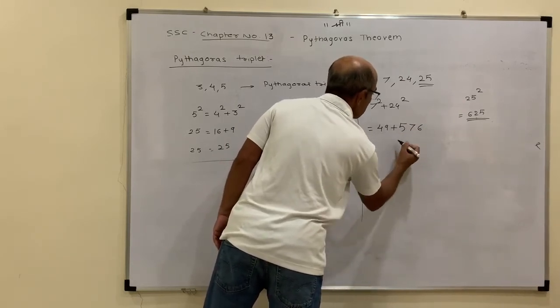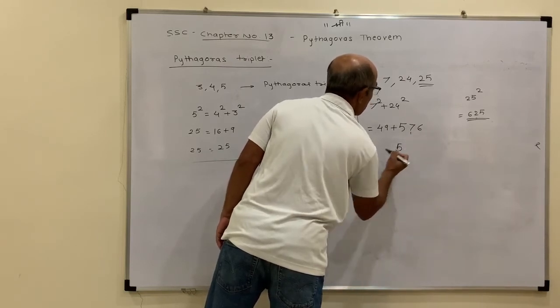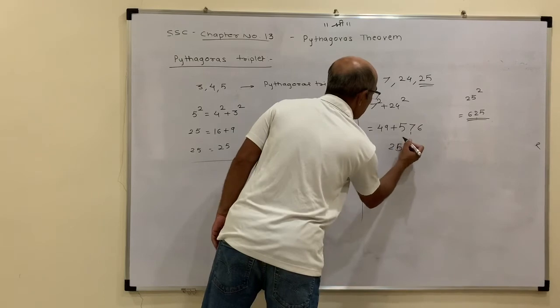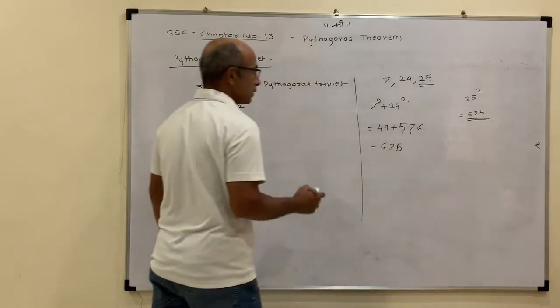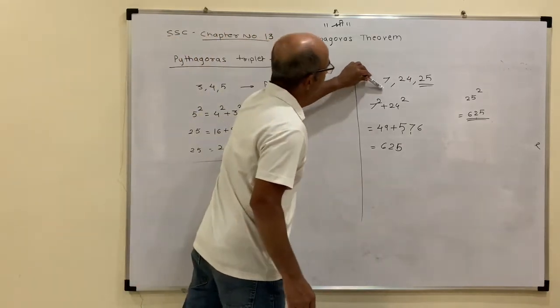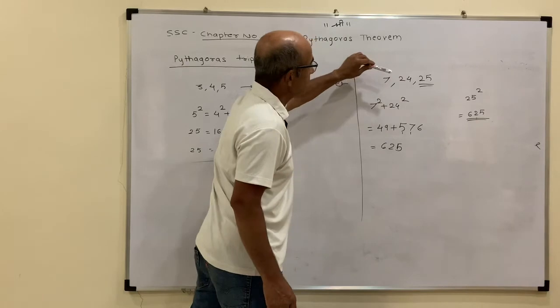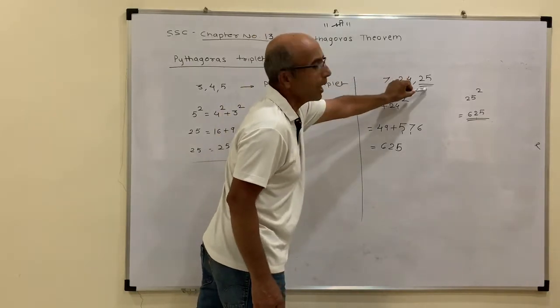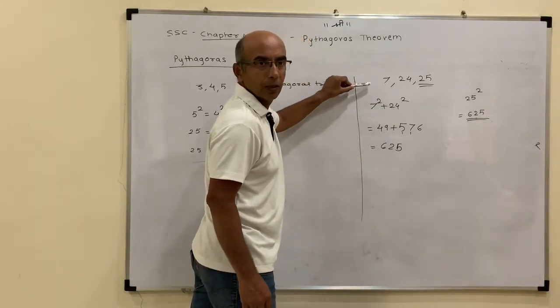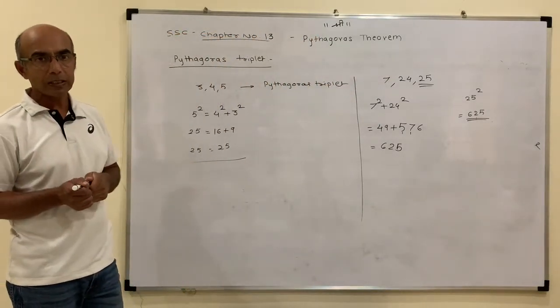49 plus 576 is 625. So the sum of the squares of the two smaller numbers is equal to the square of the largest number in the triplet. So these three numbers are said to be a Pythagoras triplet.